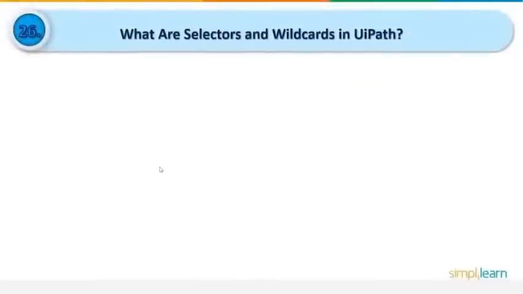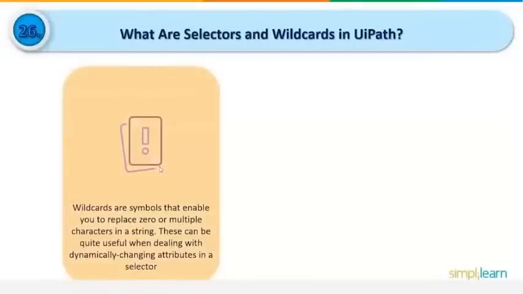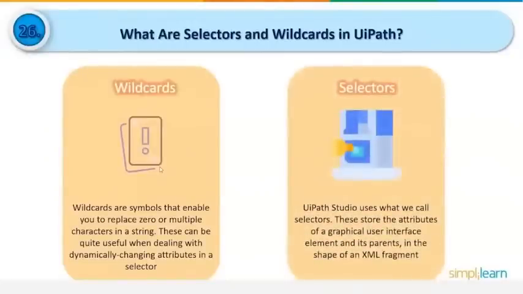What are selectors and wildcards in UiPath? Wildcards are symbols that enable you to replace zero or multiple characters in a string. This can be quite useful when dealing with dynamically changing attributes in a selector. Selectors: UiPath Studio uses what we call selectors. These store the attributes of a graphical user interface element and its parents in the shape of an XML fragment. The selector aids in the automatic generation of the selection by utilizing wildcards.